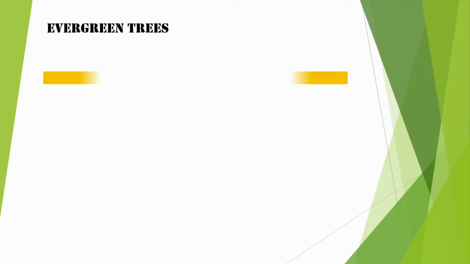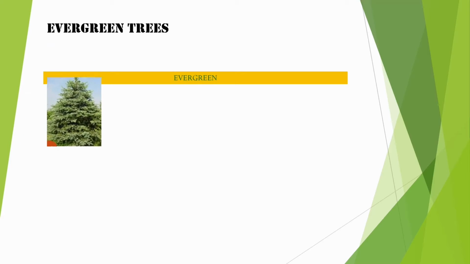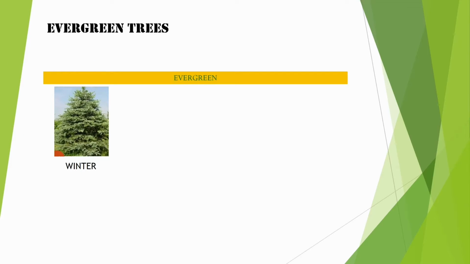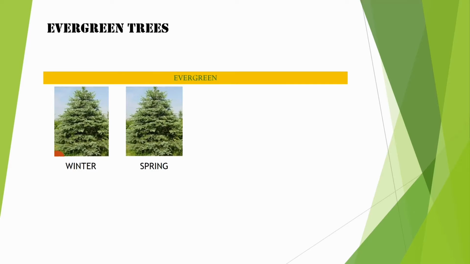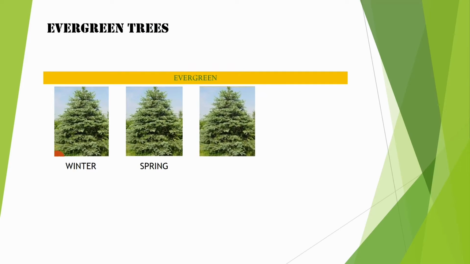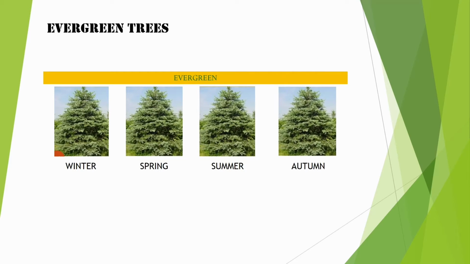We will start with evergreen trees. This is how this tree looks in winter. This is how this tree looks in spring. This is how this tree looks in summer. And this is the same tree in autumn. Can you notice any difference? No, because they are evergreen trees. They do not change and they have got green leaves all year round.